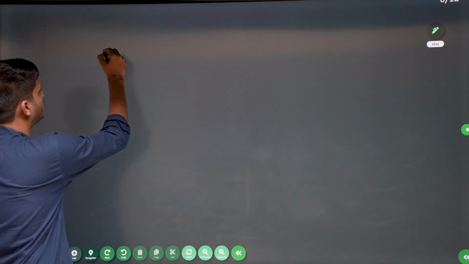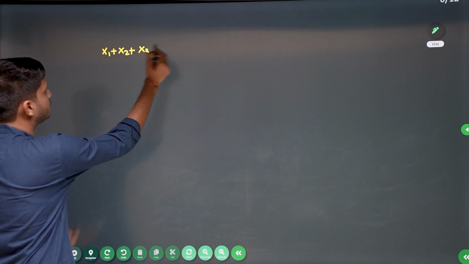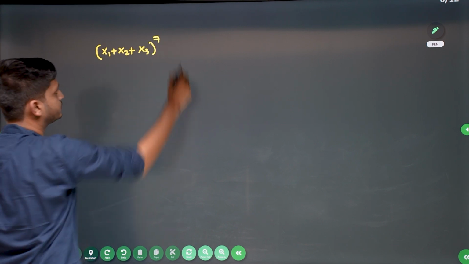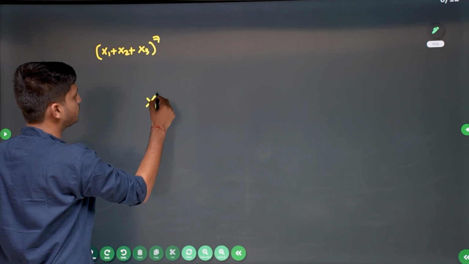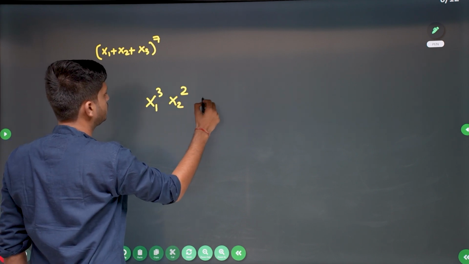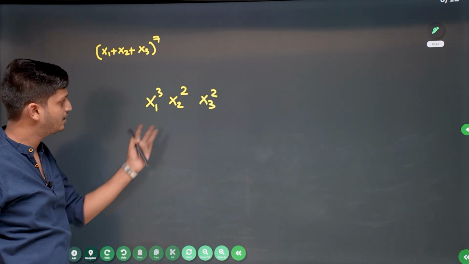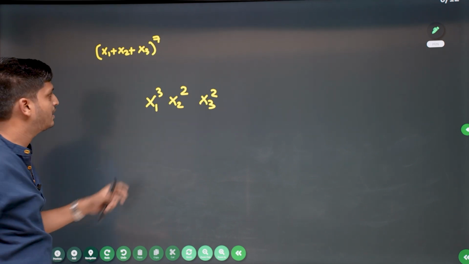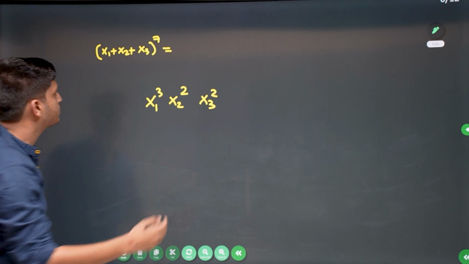Let's say we want (x1 + x2 + x3) to the power 7. And here I want to find the coefficient of x1 to the power 3, x2 to the power 2, x3 to the power 2. This is one such valid term in the expansion, right? The sum of the powers will always be 7: 3 plus 2 plus 2 is 7. In the expansion, I want to find the coefficient of this term. So how will I do that?